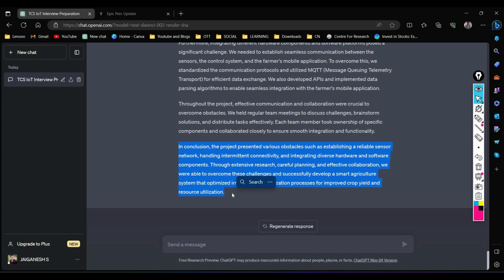So the key takeaway is, if it is a behavioral type of question, or if you get to know that the interviewer is trying to evaluate your behavioral skills, then your response should be in the STAR method.